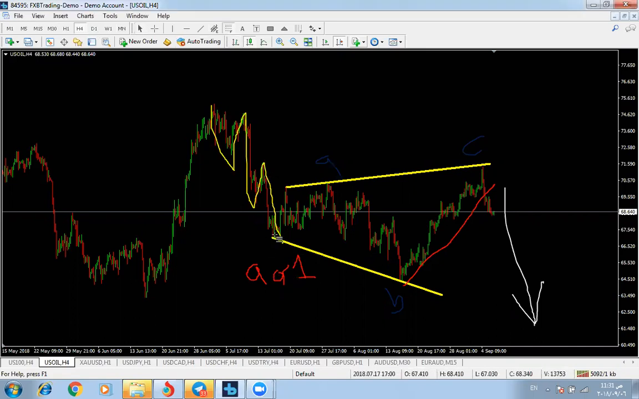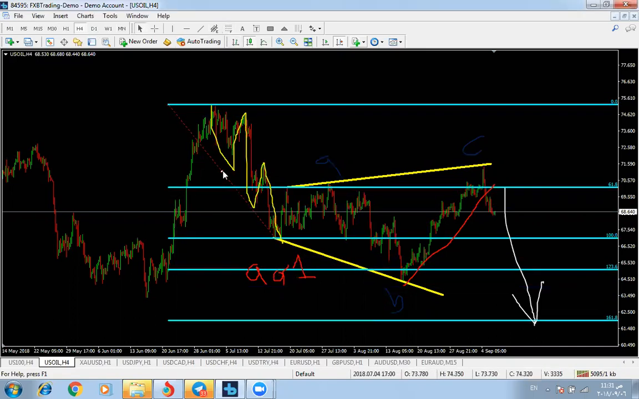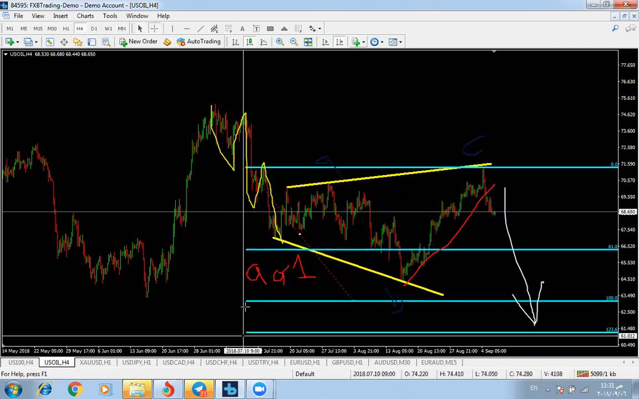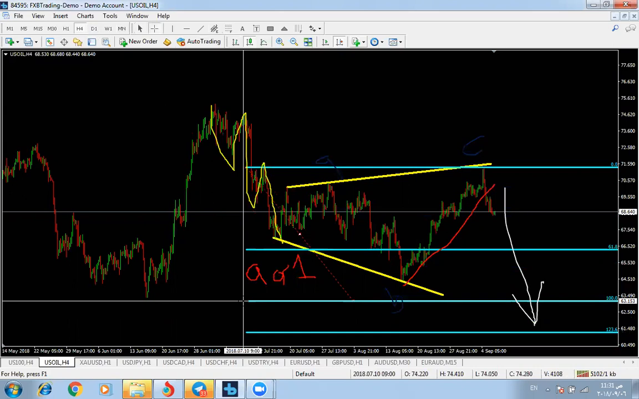So our first target should be around 63. Okay, that's all about crude oil, a clear bearish pattern.